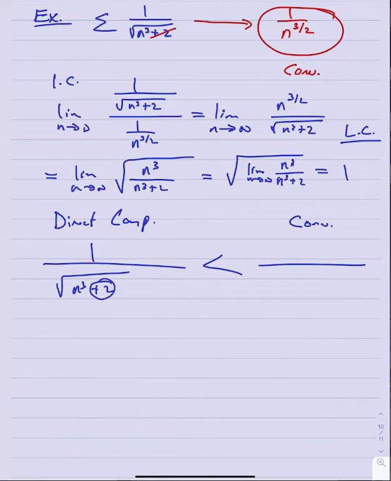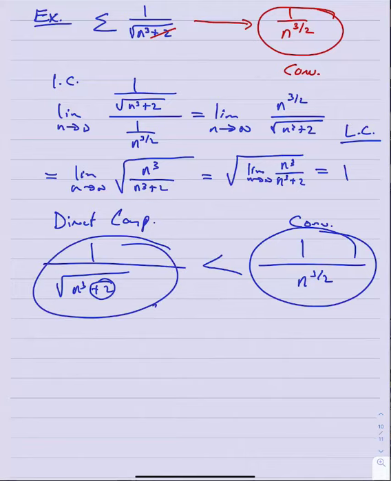Okay, how can I make the bottom smaller? Well, I could definitely delete any constant additive terms. And if I deleted that 2, I would definitely have 1 over the square root of n cubed. But of course, that is just n to the 3 halves. I know this series converges. This is smaller, so this also converges by direct comparison.